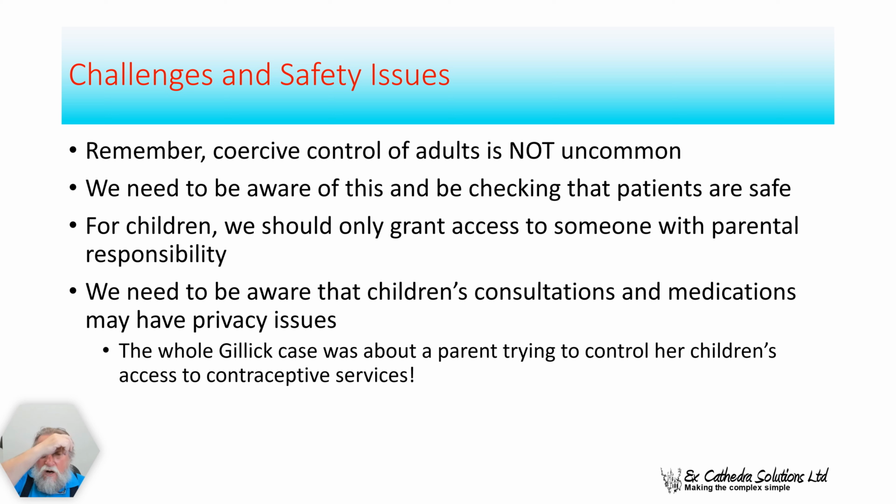For children, we should only grant access to someone with parental responsibility. Now, there's a very narrow range of ways you can get parental responsibility in the UK. First one is to be named on a birth certificate as a parent. The second is to have an order from the family court, which the mother has agreed to grant, parental responsibility. It's got to be signed off by the family court. There is also an adverse way of doing it in the family court where the mother does not give agreement to it and the family court overrules her.